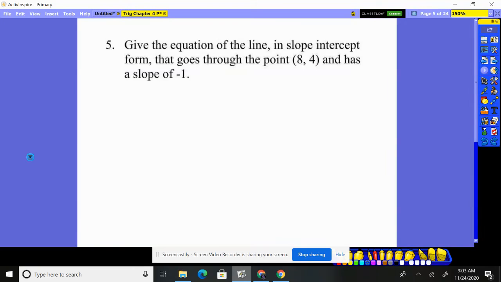Number 5, give the equation. As soon as it says it, I'm going to the point-slope formula: y minus y sub 1 equals slope times x minus x sub 1. If it ever says give me the equation, I'm going to that, because the only thing I ever need is the slope. And it even gives me the slope here. So I know the slope's negative 1.